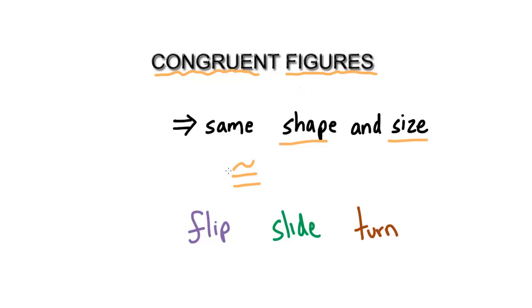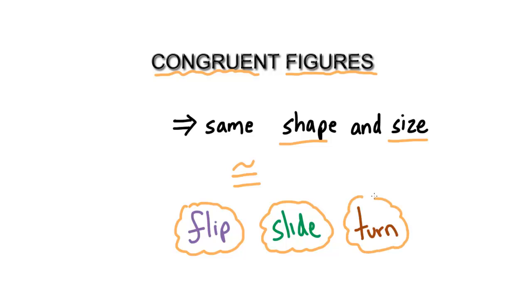And if two figures are congruent, then you can flip the two figures, you can slide them, or you can turn them around and they'll still be congruent, right? So flipping is the same thing as reflection, and sliding is the same thing as a translation, and turning it is the same thing as a rotation.